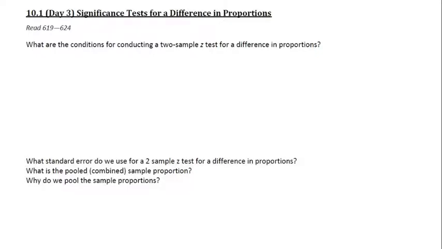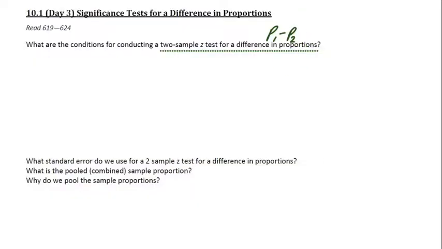In the last notes, we did confidence intervals for the difference in proportions. In these notes, we're going to do some significance testing for difference in proportions. So the first part here says, what are the conditions for conducting a two-sample z-test for difference in proportions?